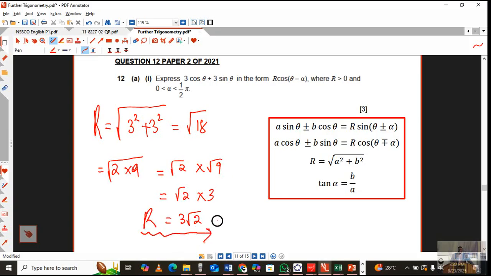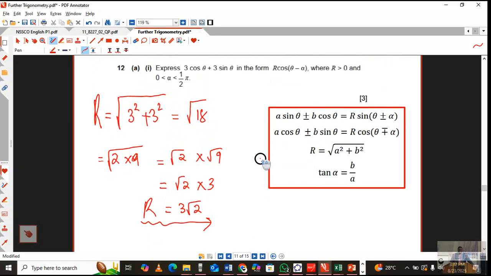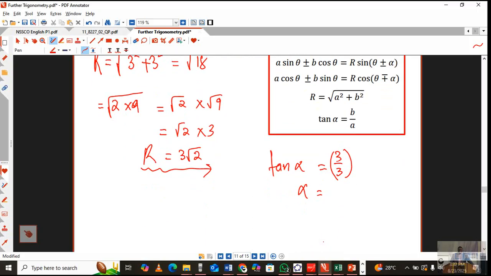The reason I'm leaving it like that is because I might have to use it somewhere where they would ask me about an exact value. Right, so how do you find the angle? Tan alpha, yes, we still have alpha. Our b value, since everything is 3 over 3, doesn't really matter. So finding alpha, we take the inverse tangent of 1, so arctan of 1.